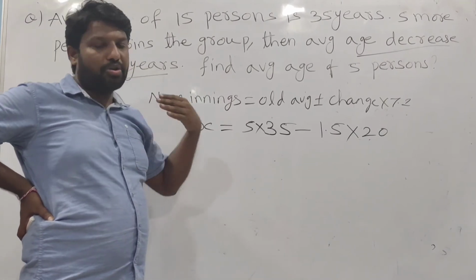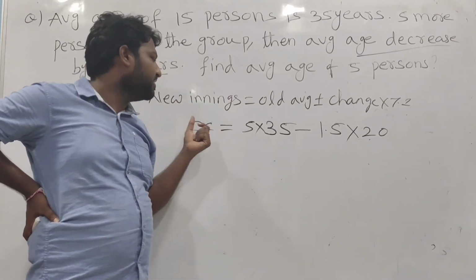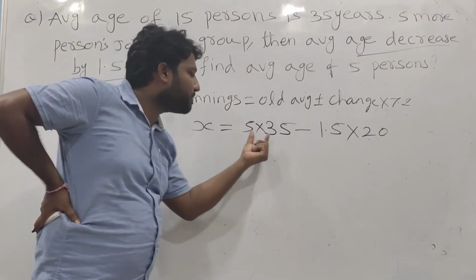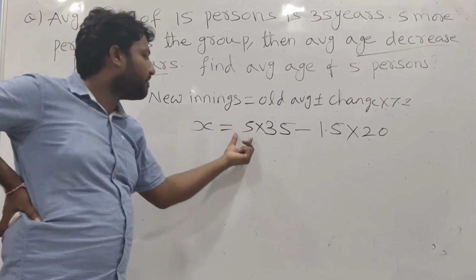If 2 innings, in the previous video we have done one problem also. If both the innings together have scored some runs, there we have multiplied with 2. Here 5 more persons joined the group, so you are multiplying with 5. If suppose 10 more persons, then you have to multiply with 10.